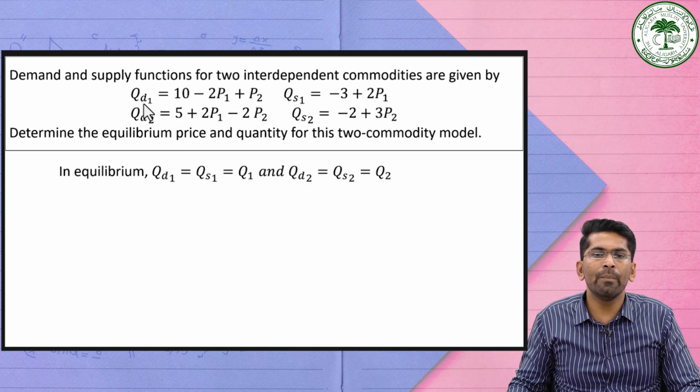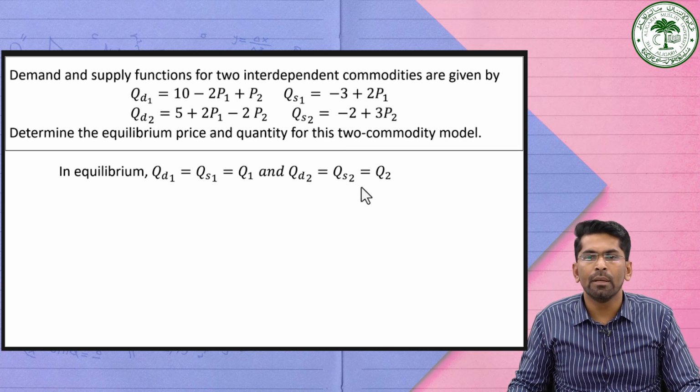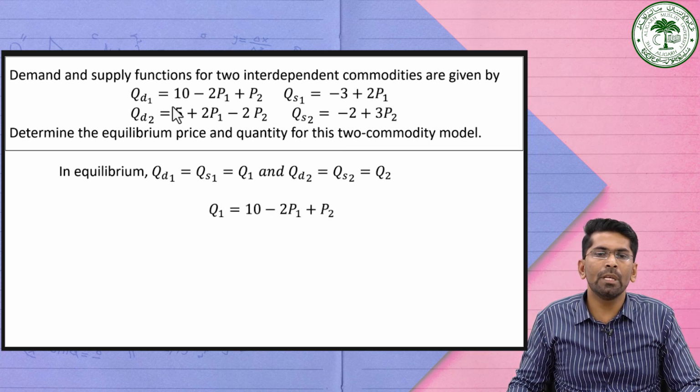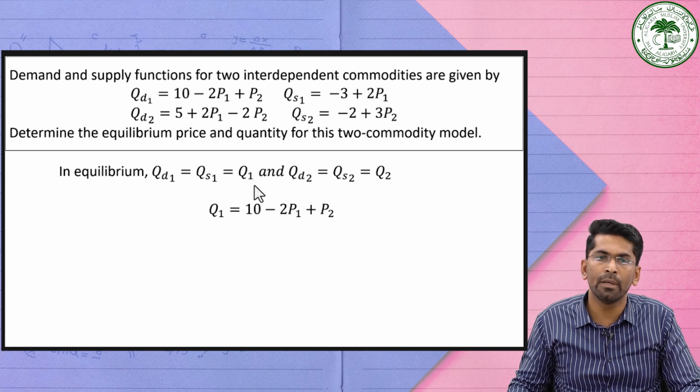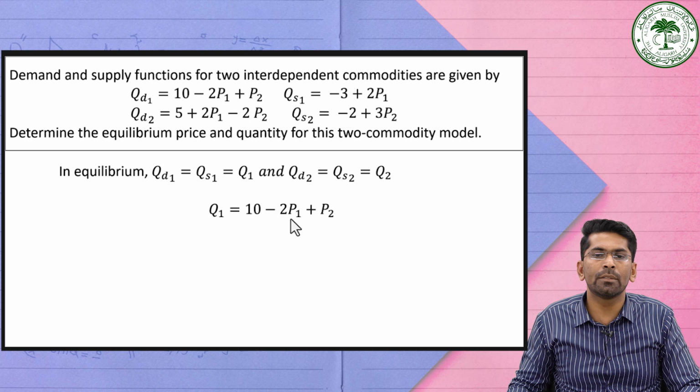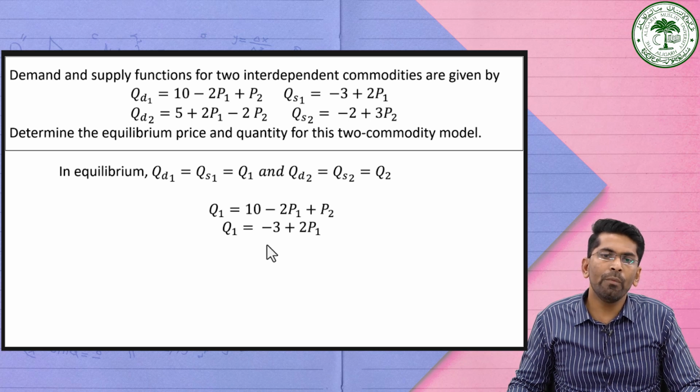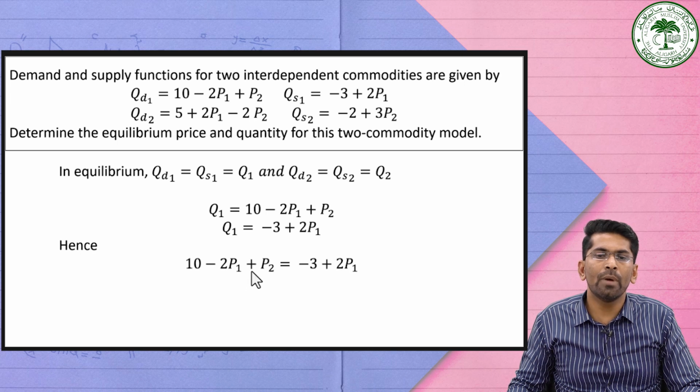So we have quantity demanded 1 equal to quantity supplied 1, and similarly quantity demanded 2 equal to quantity supplied 2. Taking the first equation, I am denoting QD1, which is equal to QS1, as Q1. So Q1 is equal to 10 minus 2P1 plus P2, and similarly Q1 is also equal to minus 3 plus 2P1. Now we can equate these two terms. Hence 10 minus 2P1 plus P2 is equal to minus 3 plus 2P1.